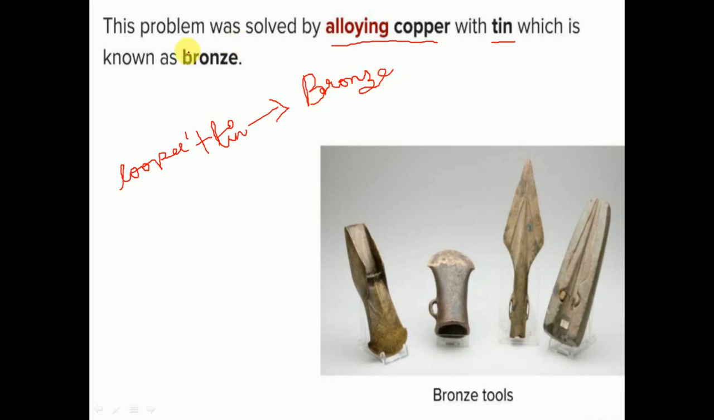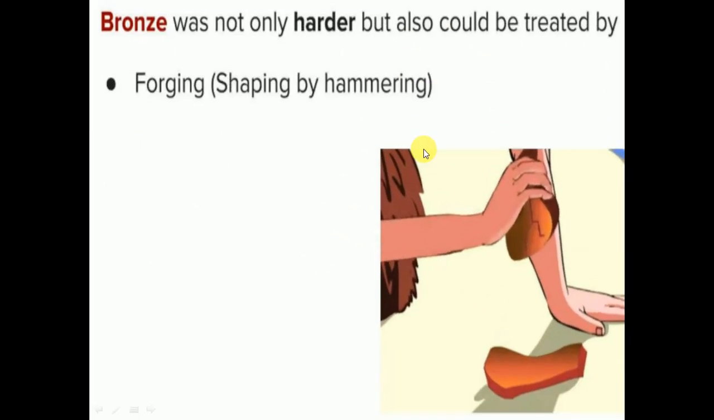So bronze is an alloy formed by a combination of copper and tin. Then bronze came into the picture. They started using bronze, and they found that this bronze is all right. They were enjoying it. They saw that this bronze is harder, and along with hardness, it is forgeable.